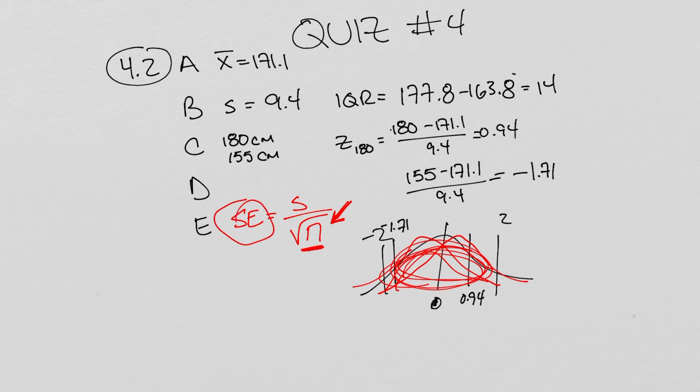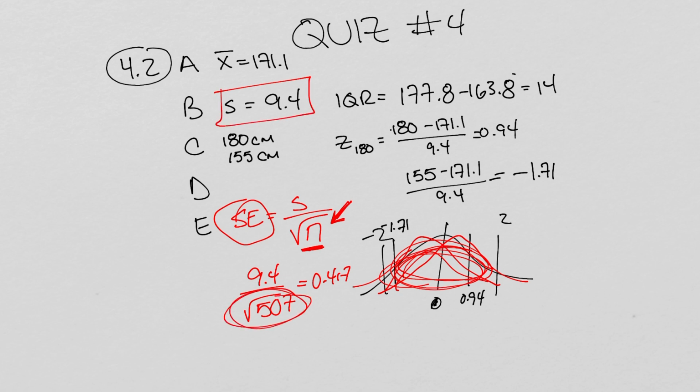So in this case, it would be 9.4 over square root of 507. And it is 0.417, which is a little bit different than your standard deviation because it's accounting for the sample size. Okay, so that is 4.2. So for 4.8, you're given an age at first marriage.